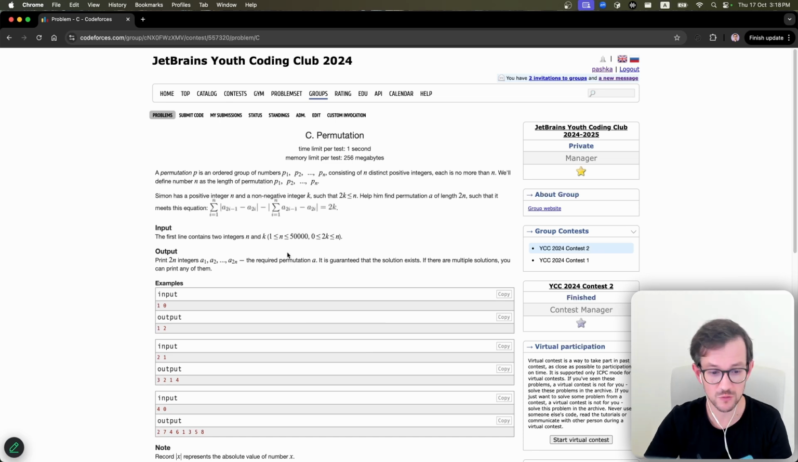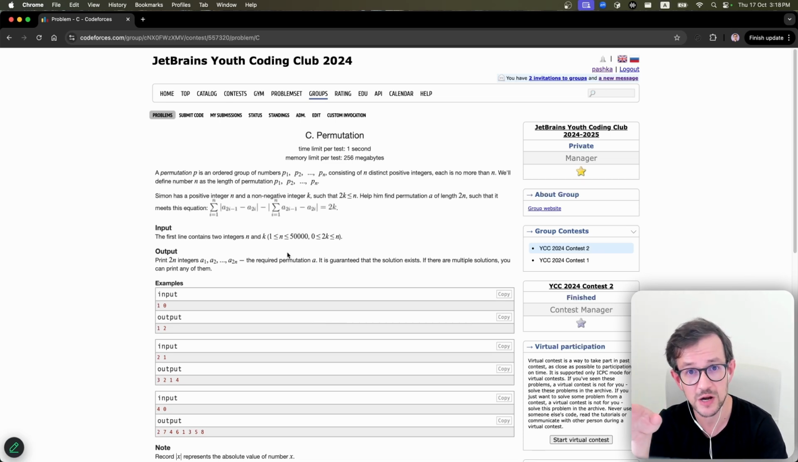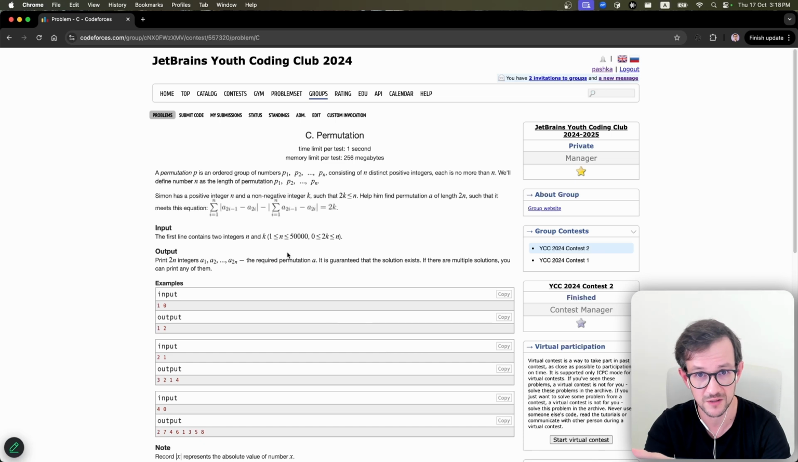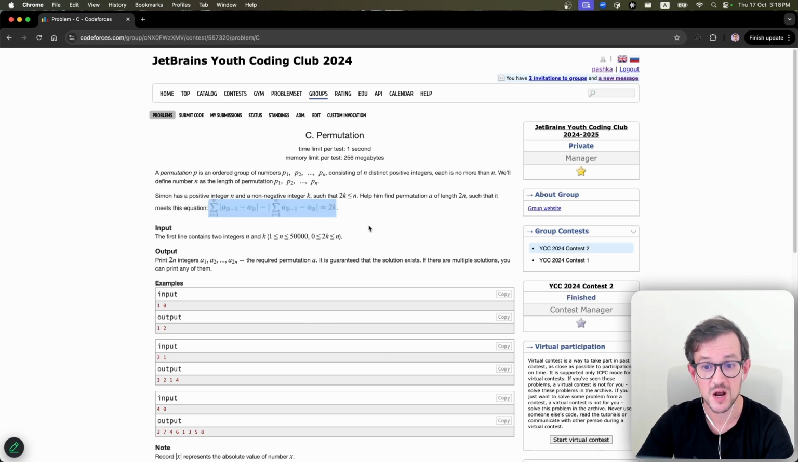First of all, you shouldn't be afraid of these problems. Even if it looks scary, they look scary because the problem authors want it to be scary. Yeah? They just want some scary formula in the statement. Probably if you look deep into this formula, there's nothing crazy going on here.